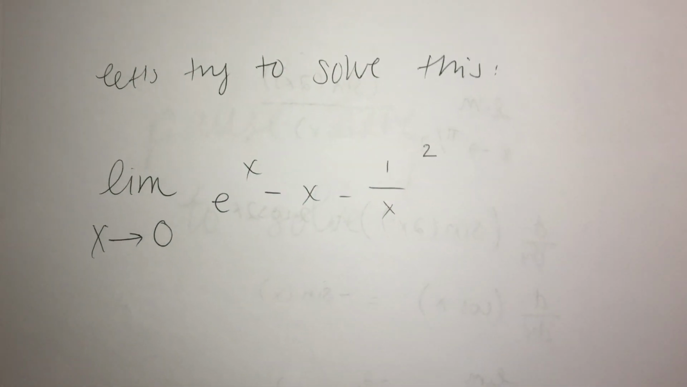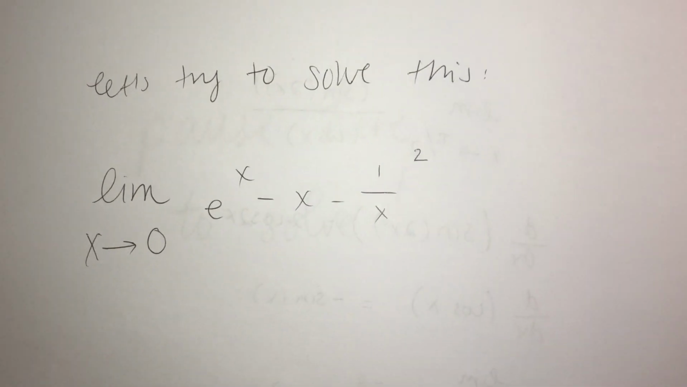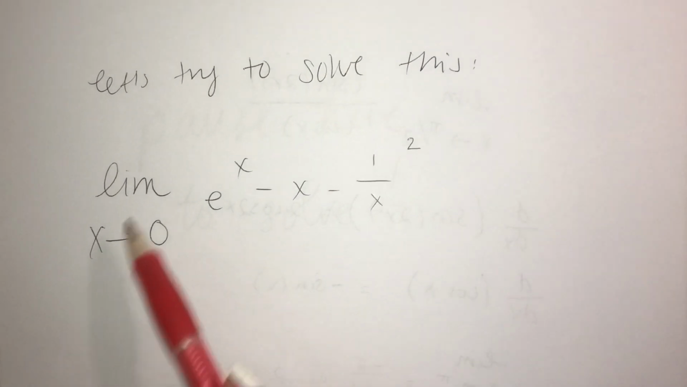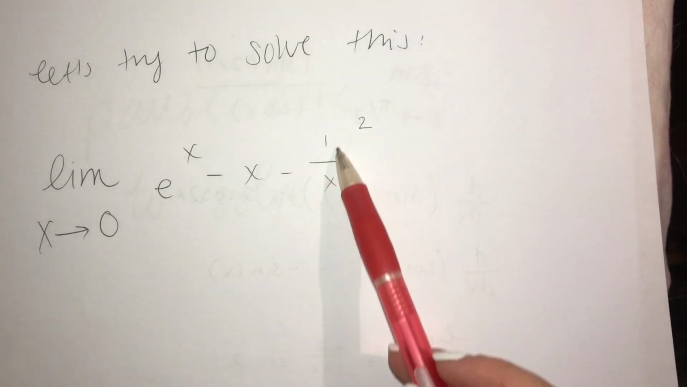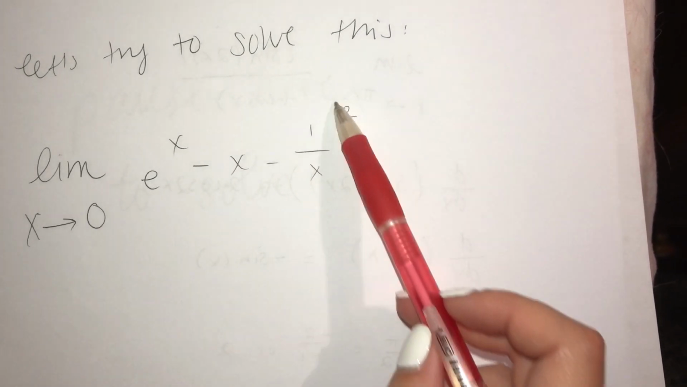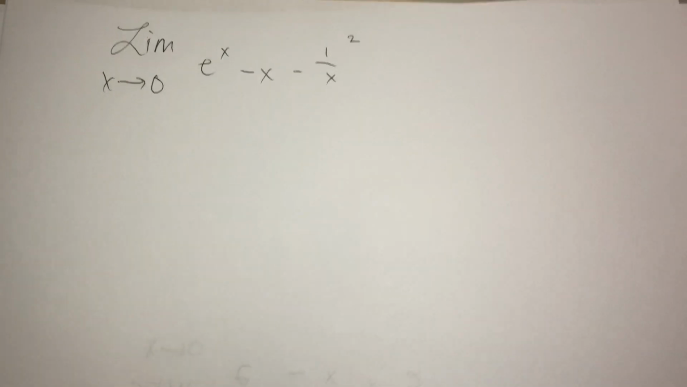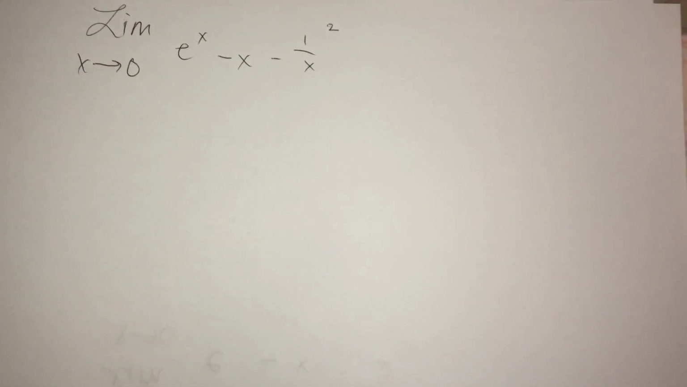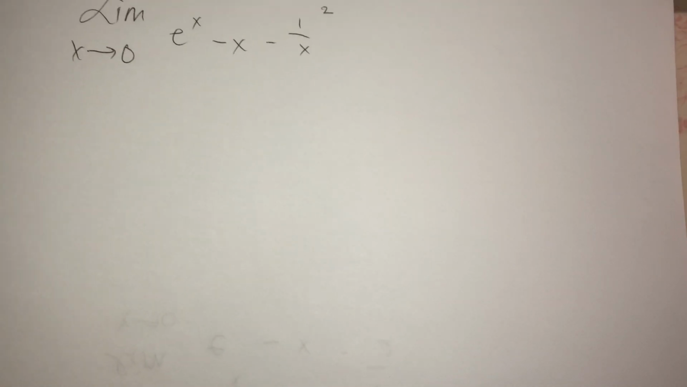Let's try to solve this equation. It's a little bit more tricky, and pause here if you want to solve. The equation is the limit as x approaches 0 of e to the x minus 1 over x squared. What did you guys get? 0 over 0? That isn't the final answer. L'Hopital's rule can be used twice in order to find the limit. So let's do this one together.